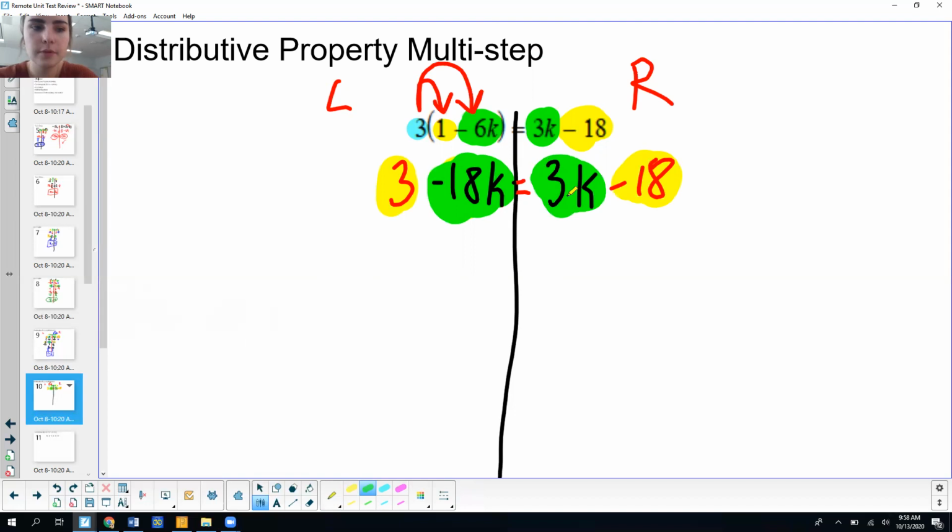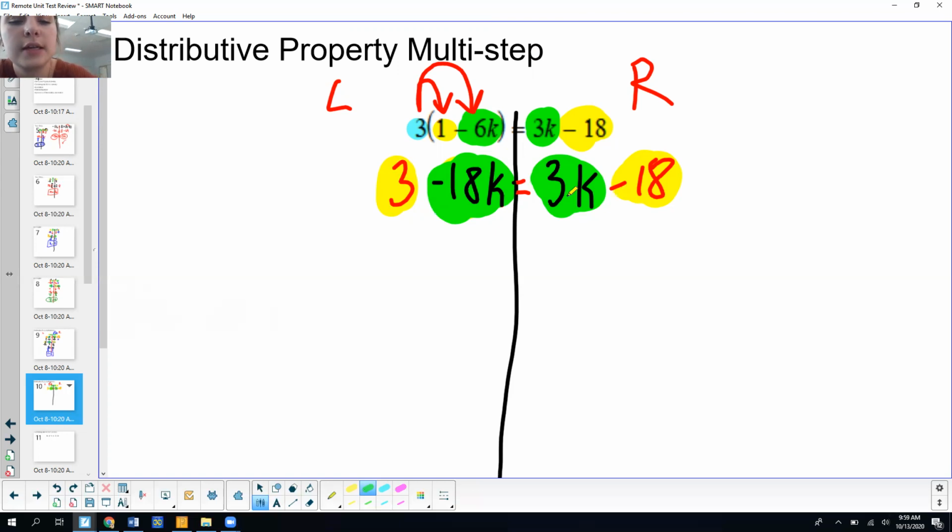All right, now that everything's simplified on both sides, I can go ahead and get rid of my smaller variable terms. So I'm looking at negative 18k and 3k. I want you to think to yourself, which one is smaller? Negative 18k is smaller because it's a negative versus a positive. So 3k is a positive, but also negative 18 is much, much smaller. It's further away from 0.